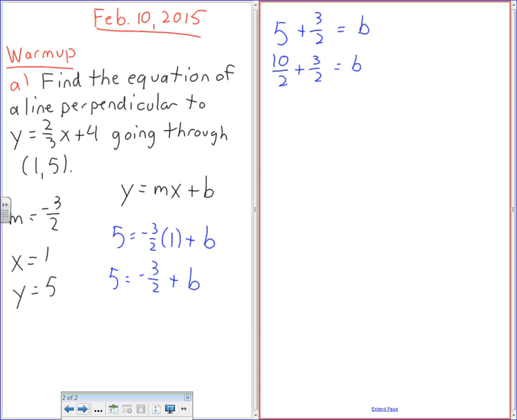Why did you make it 10 over 2? Because when you're adding fractions, you have to have common denominators. Right, okay. Because it's plus 3/2, it has to be over 2. I thought you couldn't move fractions to the other side of the equation. You can do anything you want. No, sorry, I didn't mean to say it like that. That was rude, I apologize.